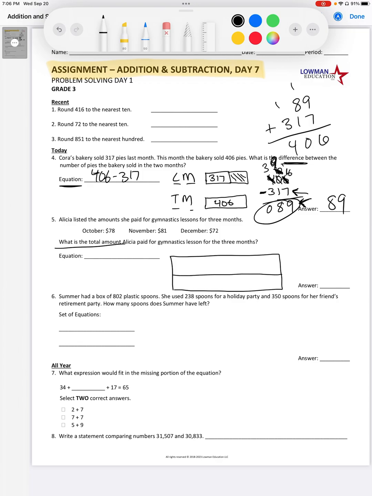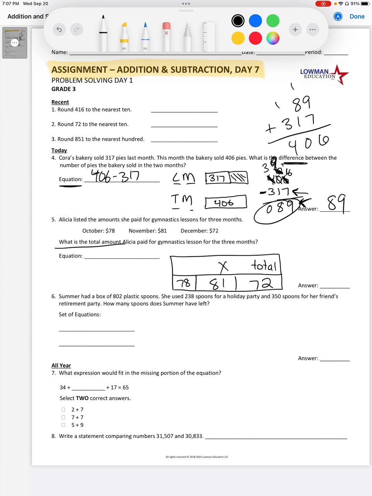We've worked a lot with strip diagrams over the last couple of weeks. The strip diagram has 2 components, a top and a bottom. The top is always going to be your total, if you know it, or your whole. We don't know that. We're looking for that because it asks us, what is the total? I'm going to represent the missing total with an X. The bottom part is always going to be the parts that you know. In this case, we have 3 parts. We have the cost of gymnastics in October, the cost of gymnastics in November, and the cost of gymnastics in December. 3 parts. What is the total?